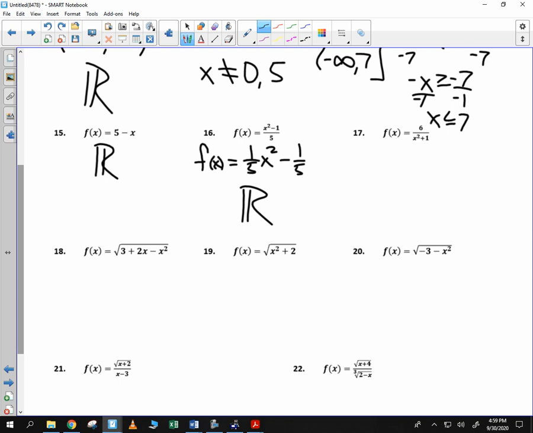You can't get 0 in the denominator. The denominator is always 5. All real numbers. Next one, rational function. Wow, let's factor the bottom. Oh, look at that, x squared plus 1. There's no way that the bottom can ever be 0. All real numbers.